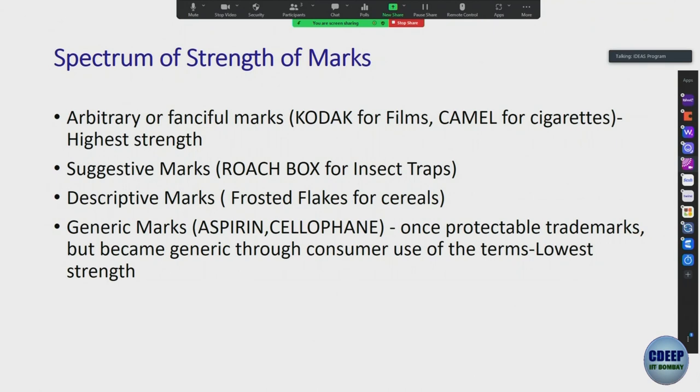Cellophane is a trademark of Eastman Chemical Company. It is cellulose triacetate, the chemical name of the film. So, from there came cellophane. And today, all of us go and say, give me a cellophane. Any transparent film he gives, and we do not look at whether it is cellophane or not, what name it is. So, these were protected trademarks, but became very generic through consumer use. Those trademarks have the lowest strength. Today, cellophane has no value as a trademark, it has become very generic.